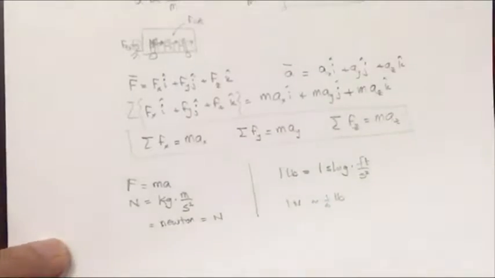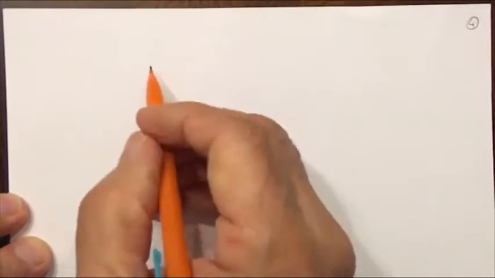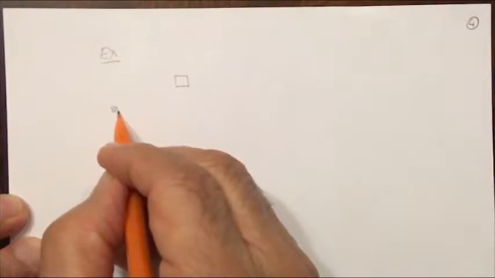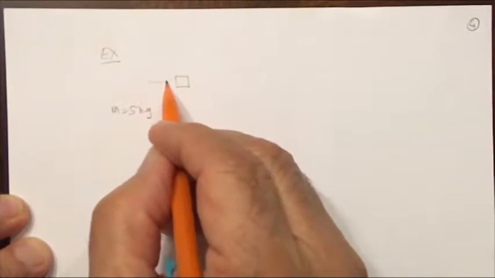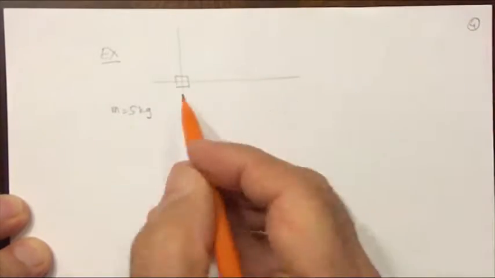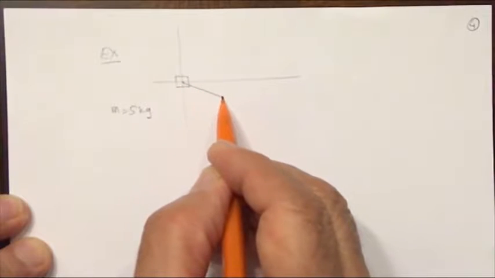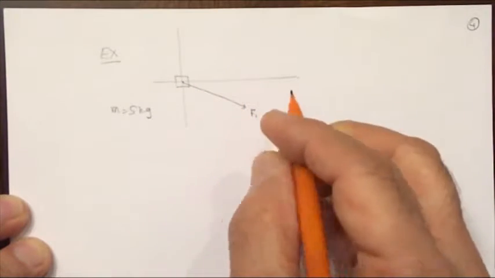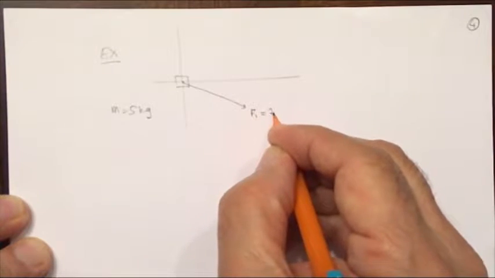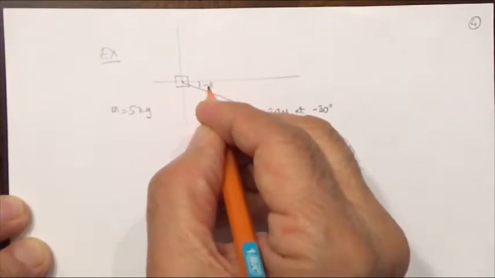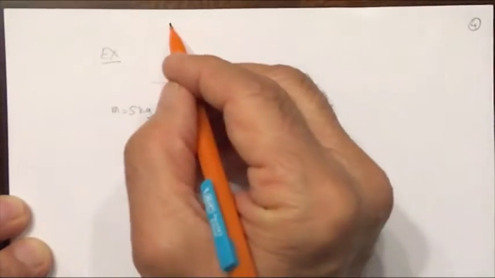Now let's do a small example also over here before going to the third law. This is page 4. So let's just say we're looking from above and we have an object of mass 5 kilograms, and that's the x-axis, that's the y-axis, and you tie a string to it in the center, and you pull in this direction with the force F1 that is 20 newtons at minus 30 degrees. This angle is negative 30 degrees because it's below the positive x-axis.